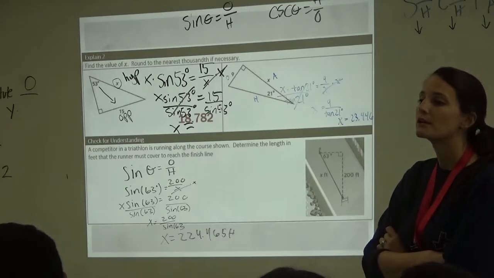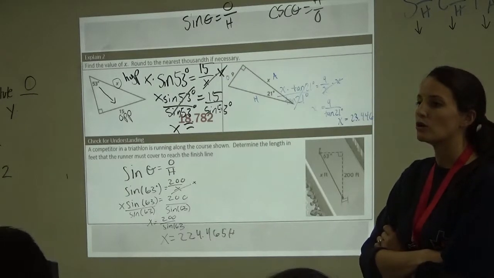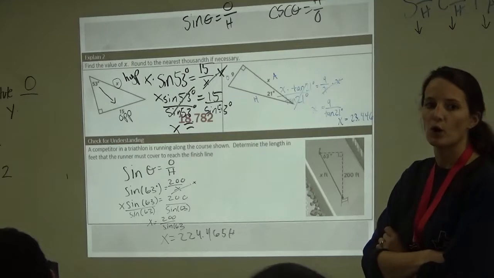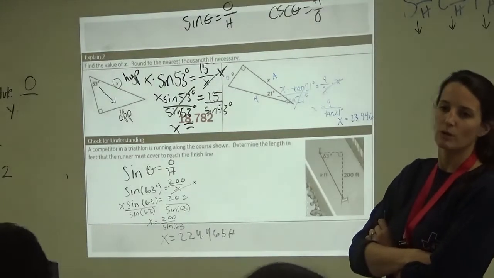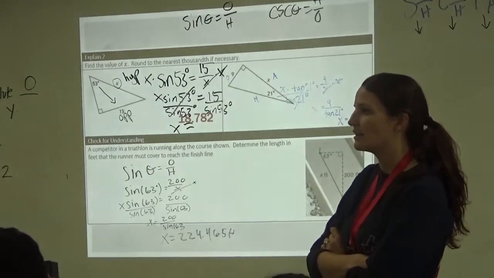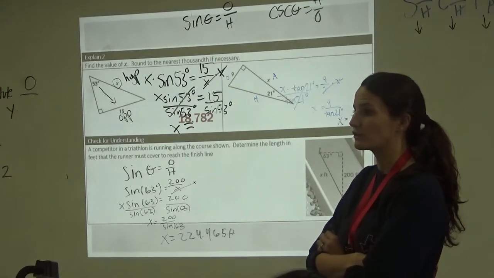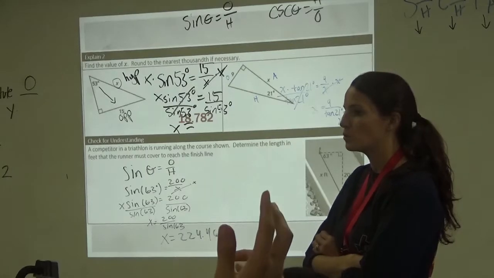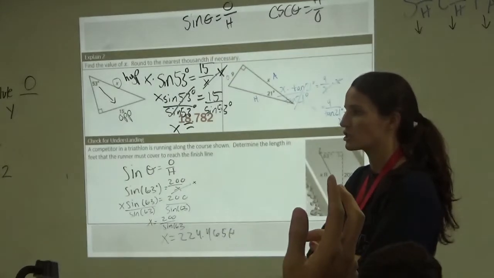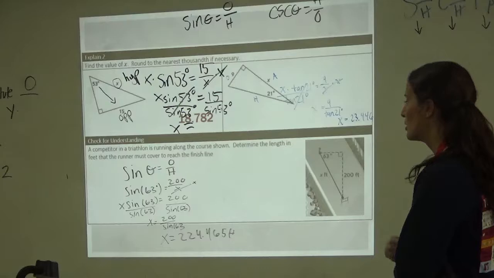We have adjacent and opposite, so tangent is the one we need to help us. Can anyone think of one other option instead of tangent? The only other thing that we could have used would be what trig function? Diego? Cotangent.